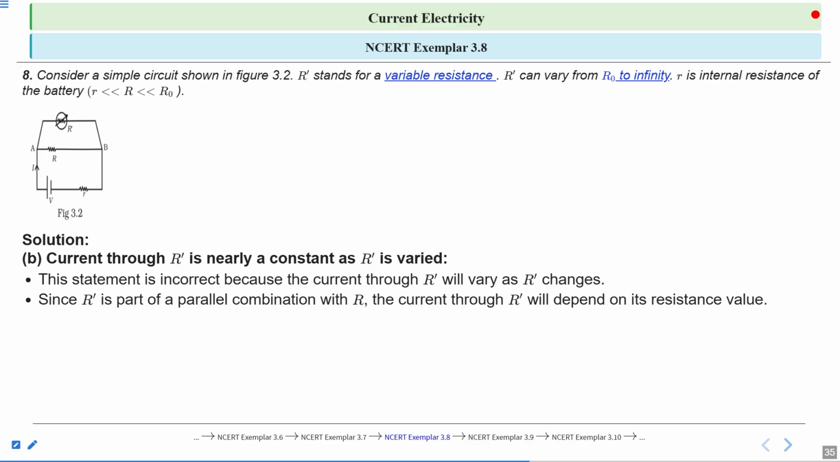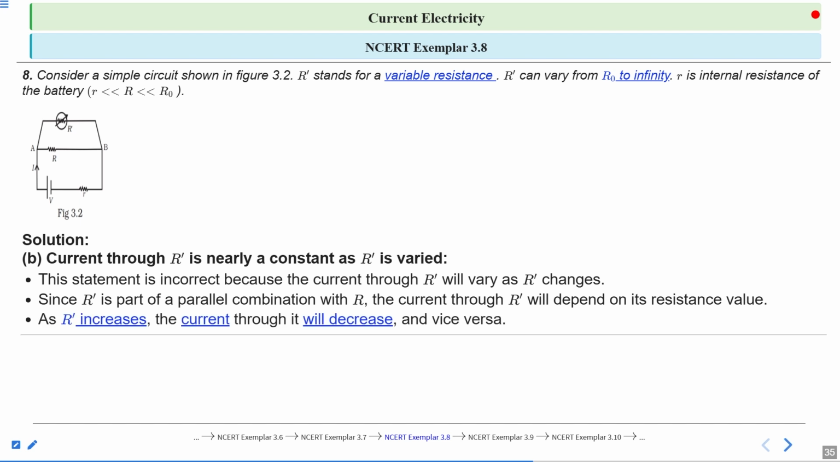Since capital R dash is connected in parallel with capital R, in a parallel combination the value of current in both the branches depends on the individual resistances. If we change the value of R dash, the current through that branch will also change. So option B is incorrect, which represents that current remains constant when we vary R dash. But in actual condition, current will vary. As R dash increases, the current through it will decrease and vice versa.